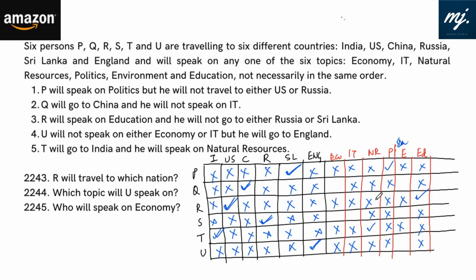Now here can I have one single? Yes, in IT I can see a single box left for S. So S is speaking on IT. Then a single box is left in environment for U. Environment, and economics is Q. Done. Now all the 3 questions.